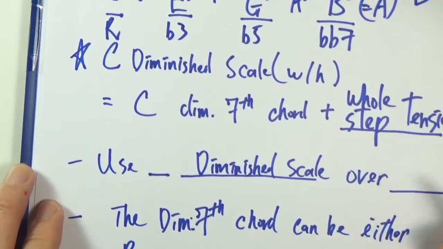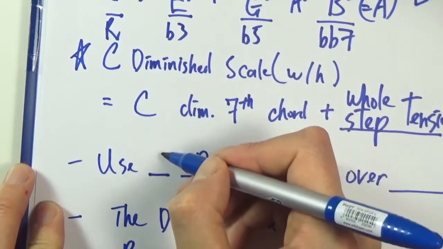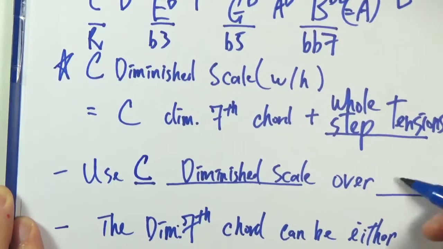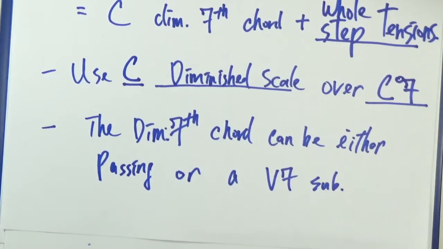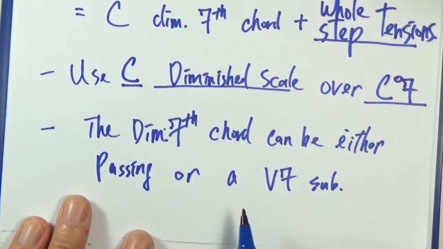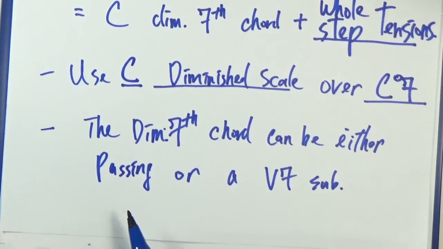So we can use the C diminished scale over a C diminished 7th chord. And the diminished 7 chord can either be a passing chord or a dominant 7 flat 9 sub chord. All right. So basically, you can use the C diminished scale over any type of diminished chord. All right. That's it. We'll do some exercises in the next video.